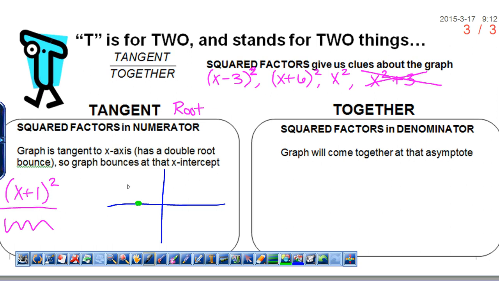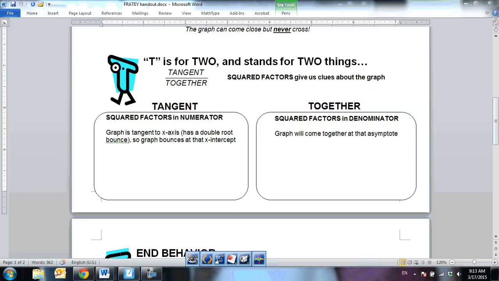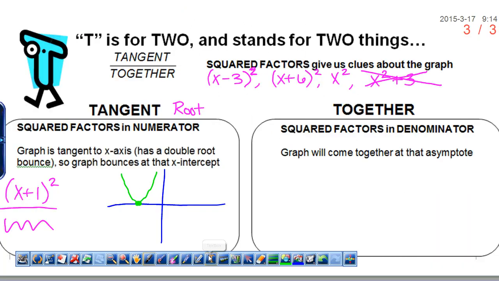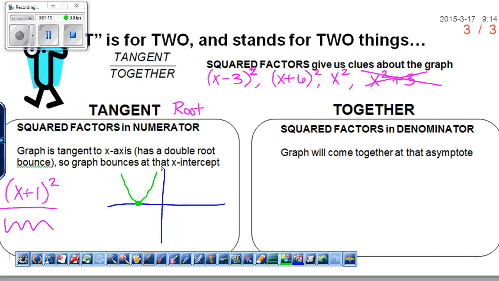Instead of going through that root, I'm going to go tangent to that root. So I'm going to hit it, and I'm going to bounce off, kind of like a parabola. It's kind of like when the vertex of a parabola is on the x-axis. Like I said, the tangent root means we hit the axis and bounce off. If there's no squared, you're just going to go through, okay? That's if you have a squared factor in the numerator.